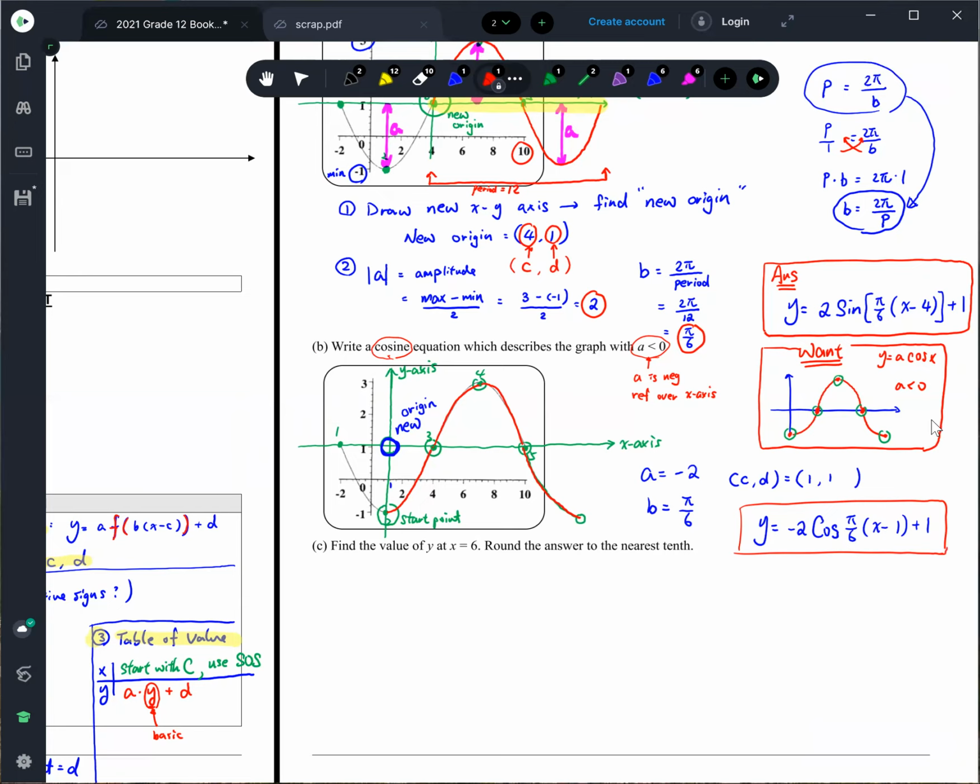So for each graph, you could have 4 different equations. You can have the sine, whether reflection or not, so that's 2, right? Or you could have cosine with reflection or no reflection, that's another 2, okay? So I know some teachers just give you the graph on the test. They give you one graph, and ask you to write all 4 equations. So we're gonna practice that, okay?